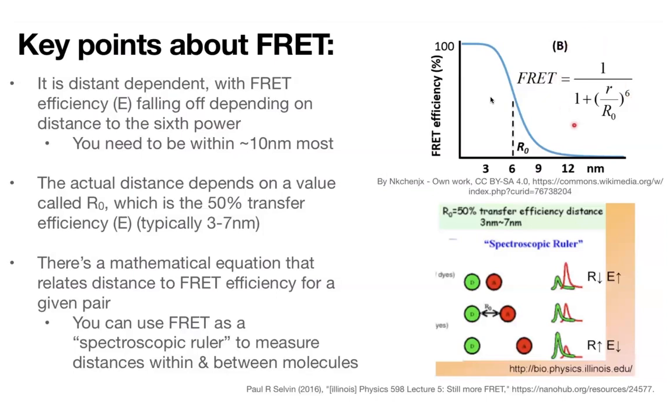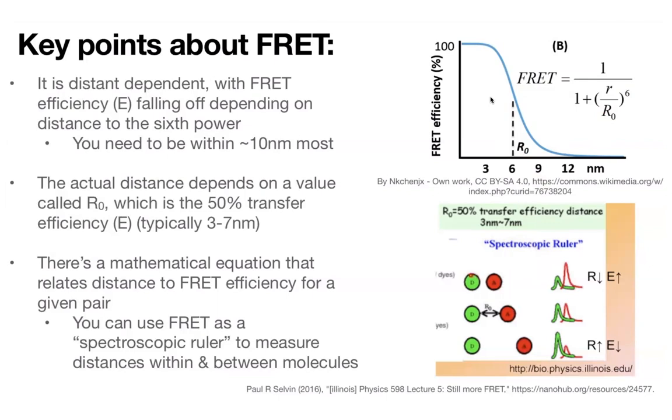Because there's this actual relationship, and a lot of variables go into these numbers, people can mathematize those variables and figure out the R, the distance between these molecules, just by measuring the FRET. And remember this R naught, that was our 50% transfer efficiency distance. This is typically about 3 nanometers to 7 nanometers. The maximum that you can get and still see any FRET is typically about 10 nanometers, which remember is 100 angstrom. Because you have that mathematical equation, sometimes FRET is referred to as a spectroscopic ruler.